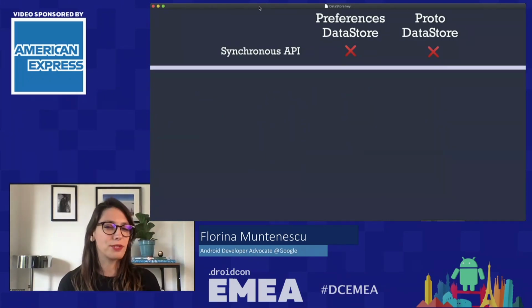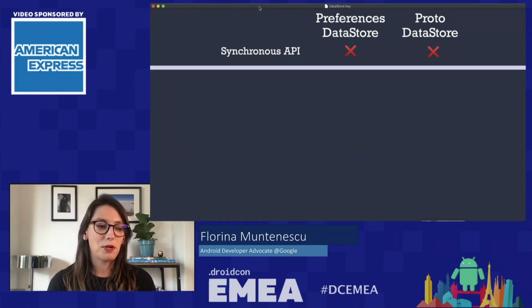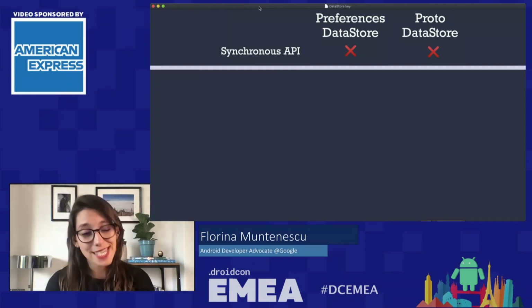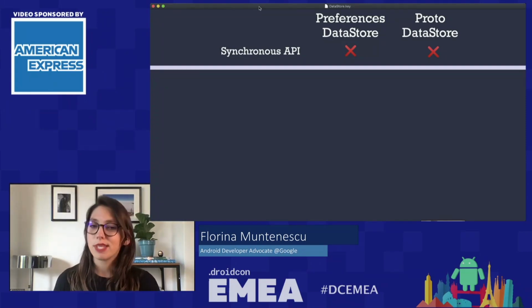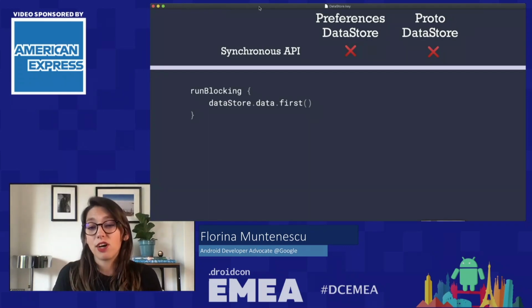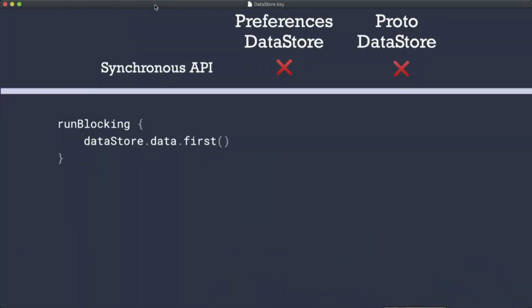One thing that I didn't really talk about was the synchronous API. That's because we don't think you should be doing long-running operations on the UI thread. But if you really need to do this, here's how to do it. You would just call runBlocking, and then from the dataStore.data flow, you would just get the first element.